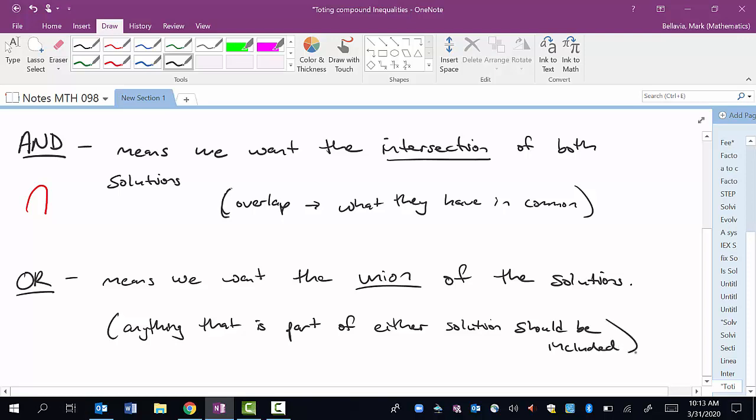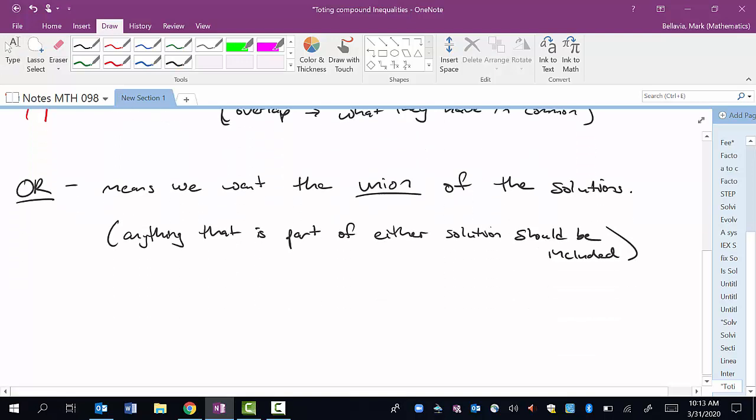So the words mean different things, so it's important that you pay attention to the words when we're doing these inequality problems. Sometimes people ignore them. And means you want the overlap, the intersection, what they have in common. Or means we want the union. That means you want whatever is part of either solution to be included in your final answer. So let's take a look at a few examples.